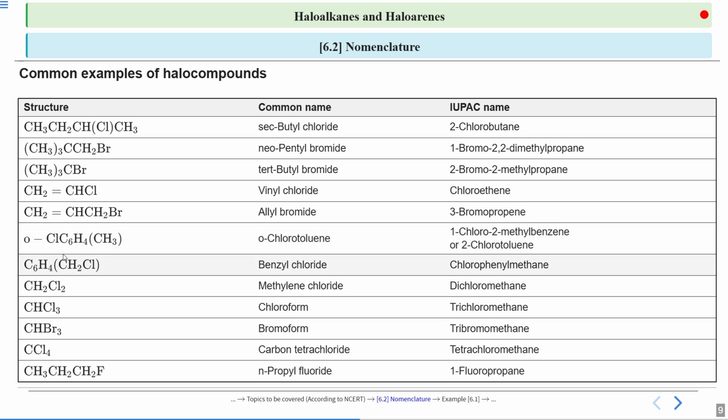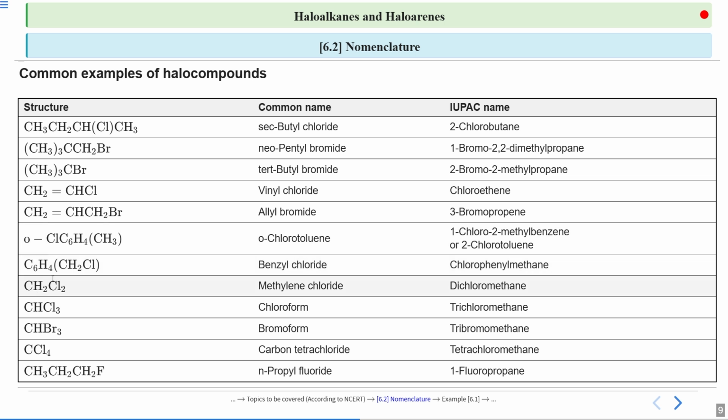Next structure is C6H5CH2Cl. The common name of it is benzyl chloride, and the IUPAC name is chlorophenylmethane. Okay, because we have the aromatic ring as the substituent, and the other substituent is CH2Cl. So the IUPAC name will be chlorophenylmethane, and the common name is benzyl chloride.